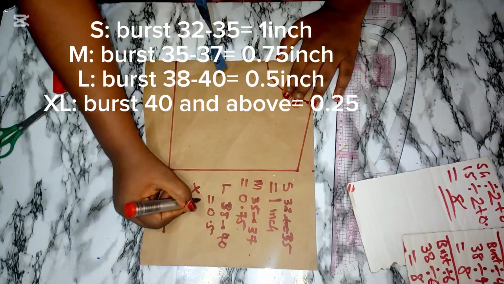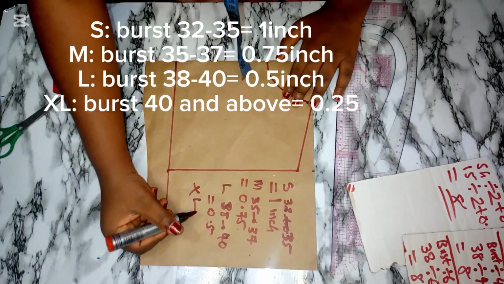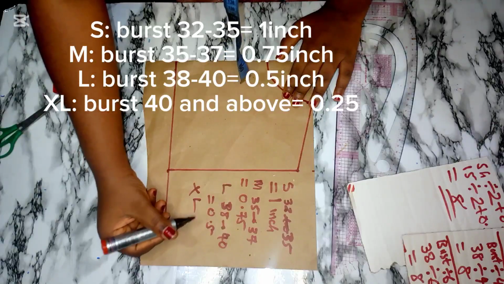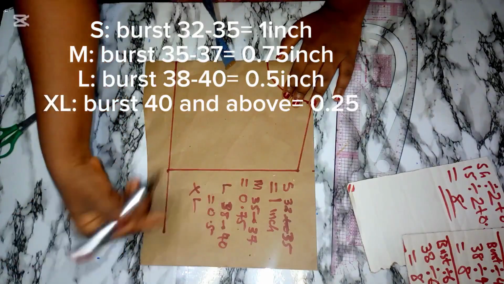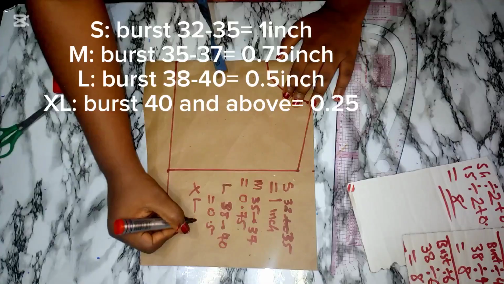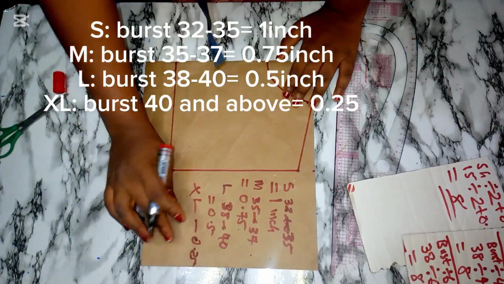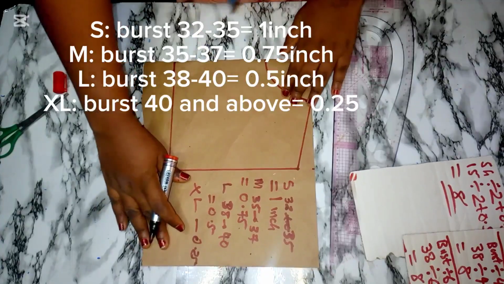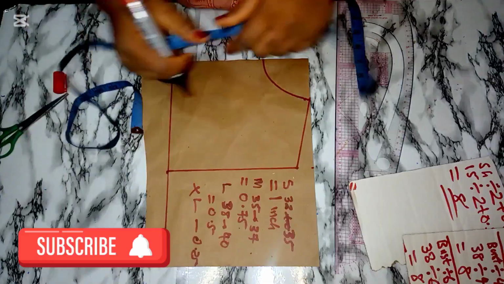For extra large and above, that is for those that their bust starts from 40 upwards, you can use 0.25 inch as your armhole curve, that is 1/4 of an inch, okay? So if you have bust of 40, 42, 45, 48, you use 0.25 to draw your armhole curve.